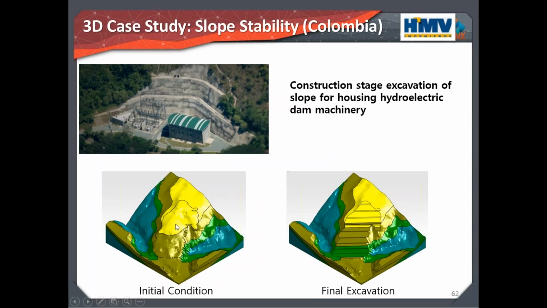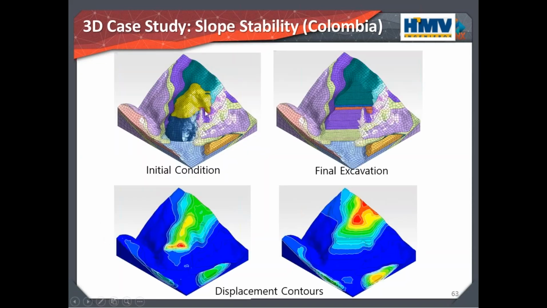So this is the initial geometry, which was, as you can see, the terrain is very realistic. This was used with one of the tools we have, the terrain geometry maker, that allows you to use topographic maps to create your surface or your initial file. So we see here the initial meshed file and the final excavated file.